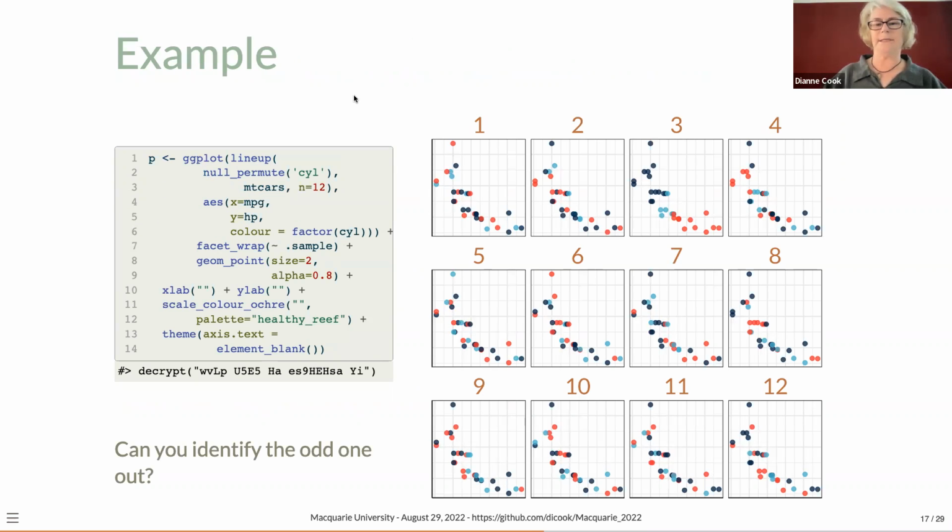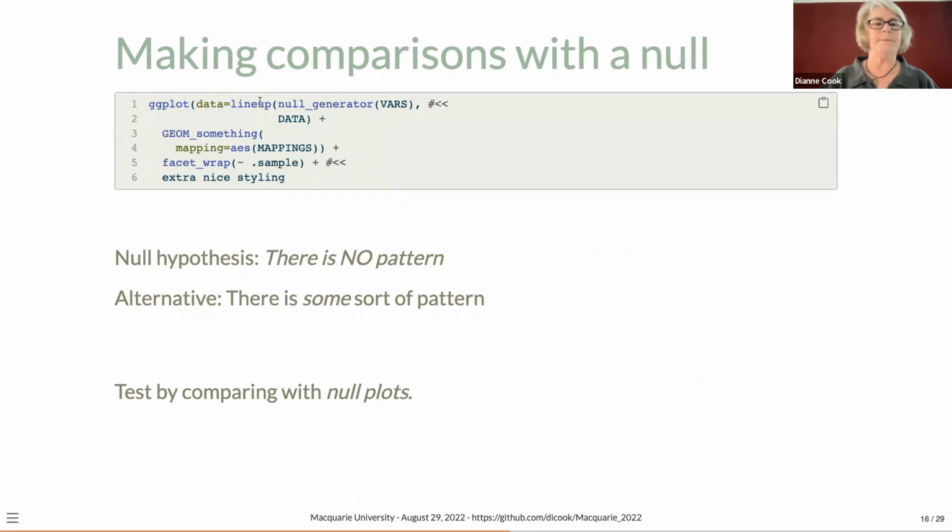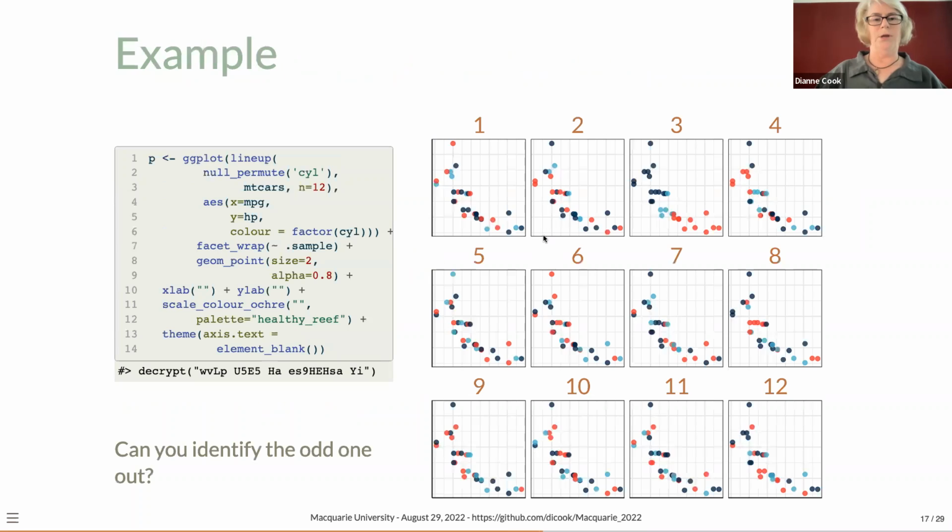So let's specify one directly. Sorry, I did jump over a few things here. We need to set up a null generator, which is going to be some operation on the variables that we've measured. We're going to generate a bunch of nulls and put the data plot in amongst those nulls. That's the adaptation to ggplot to do that.